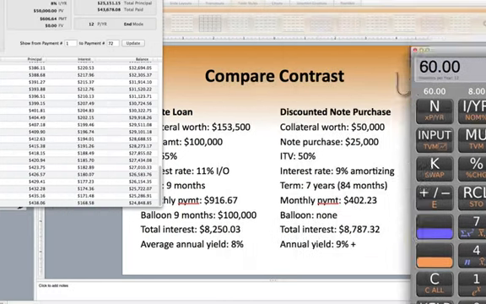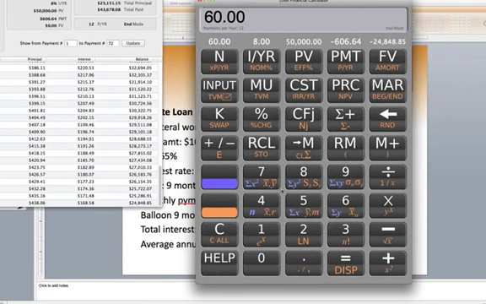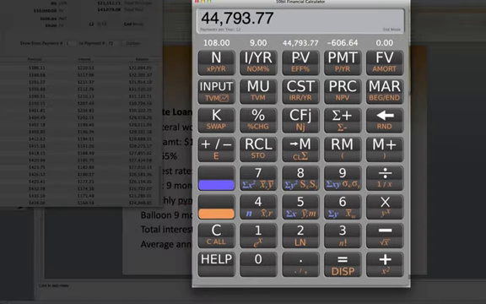What was it? 44. I kind of forget what I just paid for it. Anyone remember? I have to recalculate it again. Okay, 44. Oh, my pen's dead. Good grief.